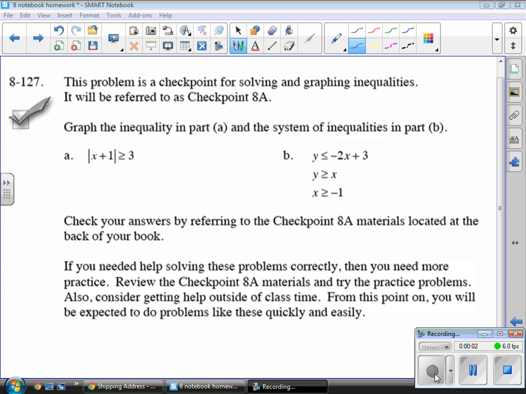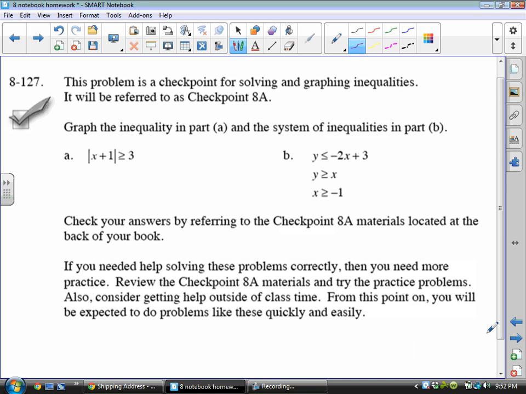This is problem 8-127 from section 8.3.1. This problem is a checkpoint for solving and graphing inequalities. Okay? I can guarantee you, or highly guarantee you, that this problem or something like this would be on your chapter 8 test, and it's definitely going to be on the final exam because this is the topic that we want to make sure you know how to do.